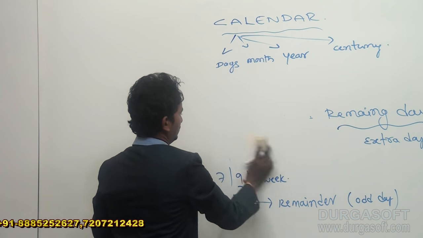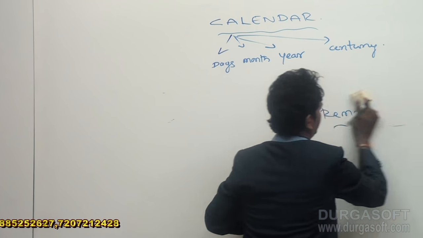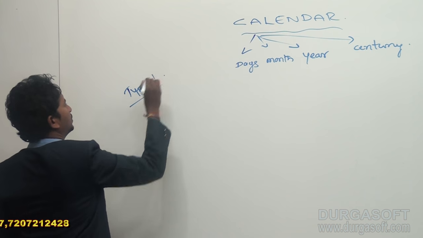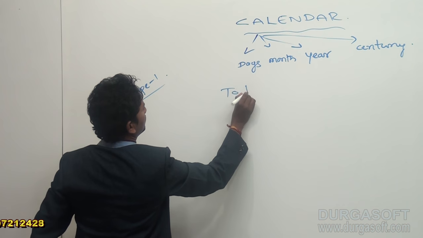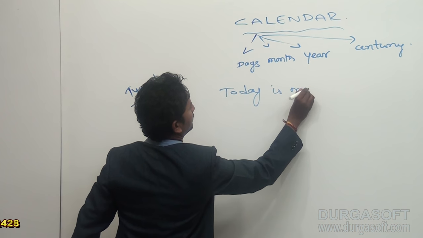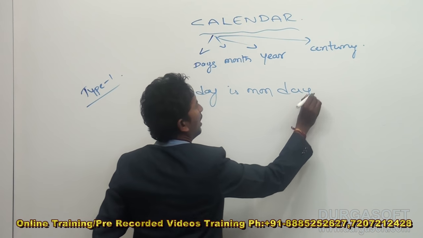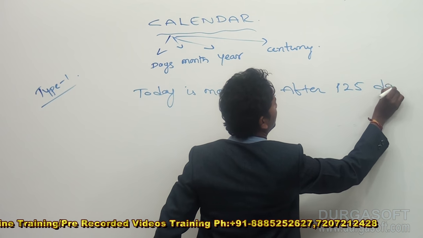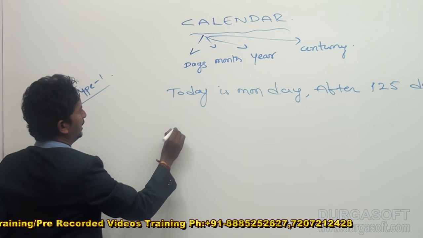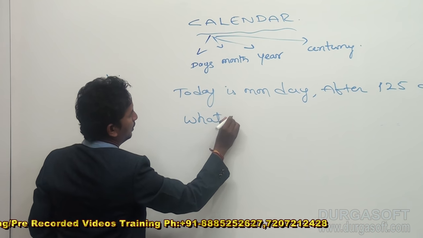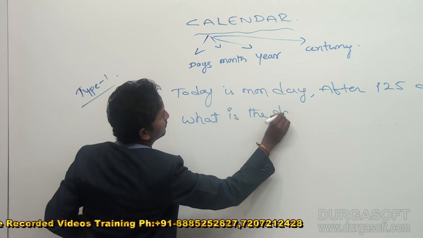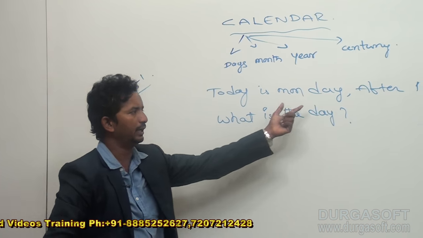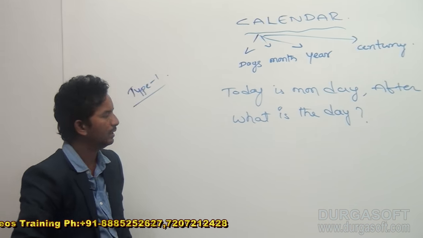Now see the next, now see the best example. First one is type 1. Today is Monday, after 125 days, what will be the day? What is the day? So this is my type 1, question number 1. Today is Monday, after 125 days what is the day?